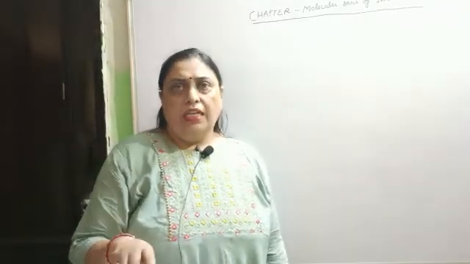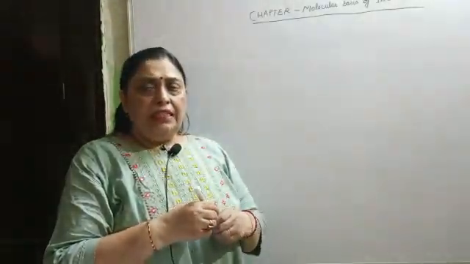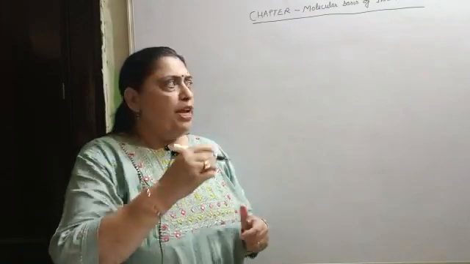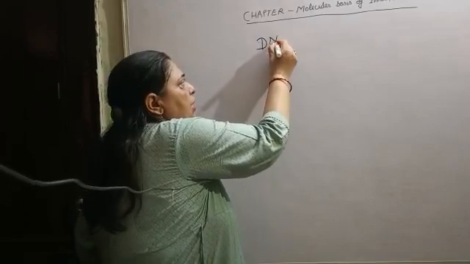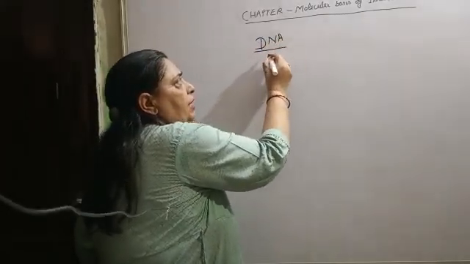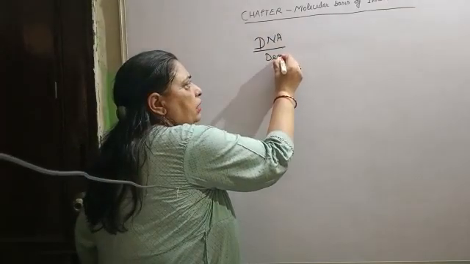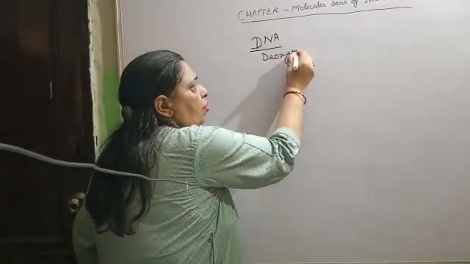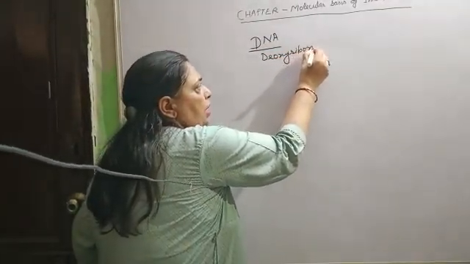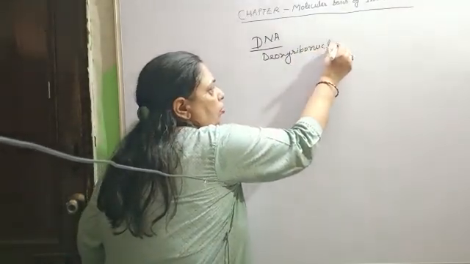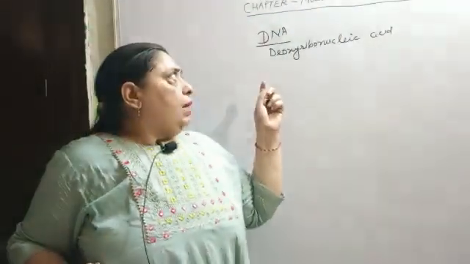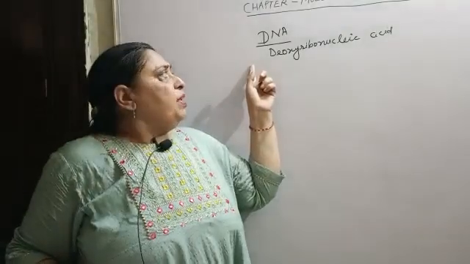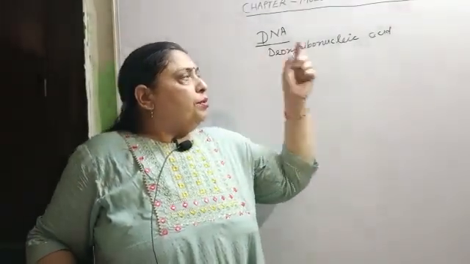Dear student, in this video I will explain to you the structure of DNA. First of all, the full form of DNA is deoxyribonucleic acid. So this is the full abbreviation of DNA, a full form deoxyribonucleic acid.